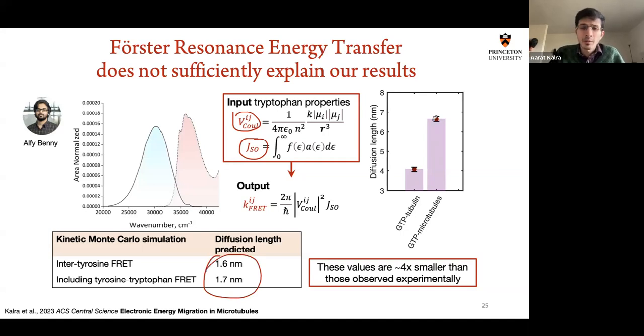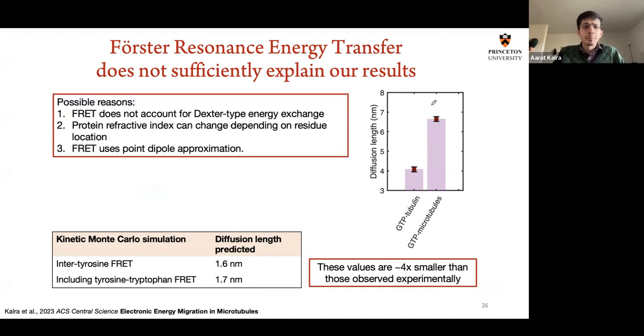Remember, my experimentally determined diffusion lengths are about 6.5 to 7 nanometers. So the predicted values are dramatically smaller than those measured, and Förster resonance energy transfer does not sufficiently explain our experimental results. Greg did explore possible reasons for this. One is the point dipole approximation. When two tryptophans are so close to each other, they can't be assumed to be point dipoles, because there is orbital overlap. You could also have electron transfer taking place as a result. So that's reasons one and three.